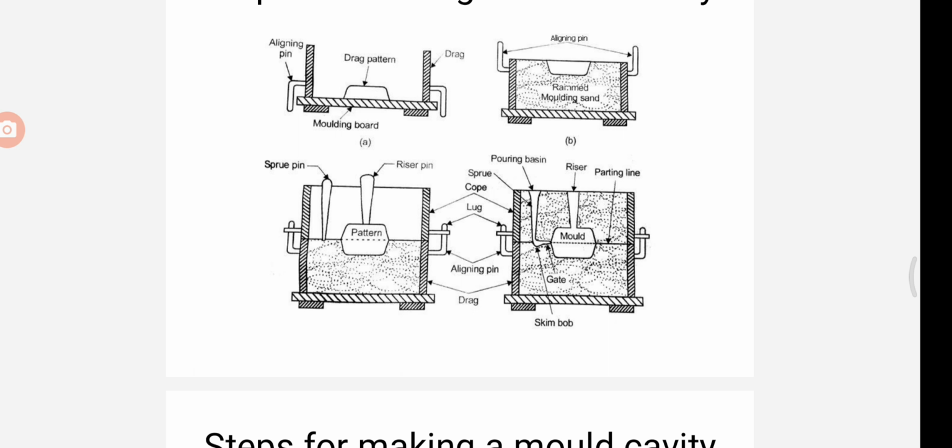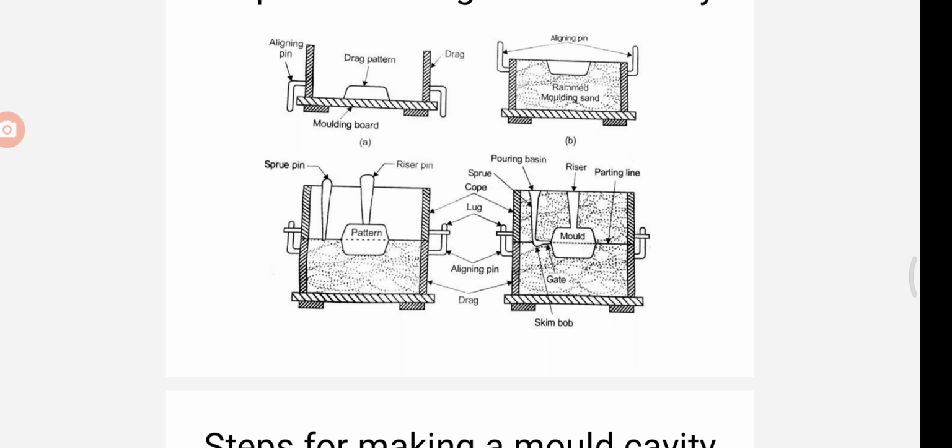The core is placed over the rammed drag and the parting sand is sprinkled around the core pattern. Same procedure should be followed. Next, sprue and riser pins are placed in a vertical position at suitable locations using the support of the molding sand. We can find in the diagram, sprue and riser should be placed vertically in order to support the molding sand. So it will help to form a suitable size cavity for molding molten metal.